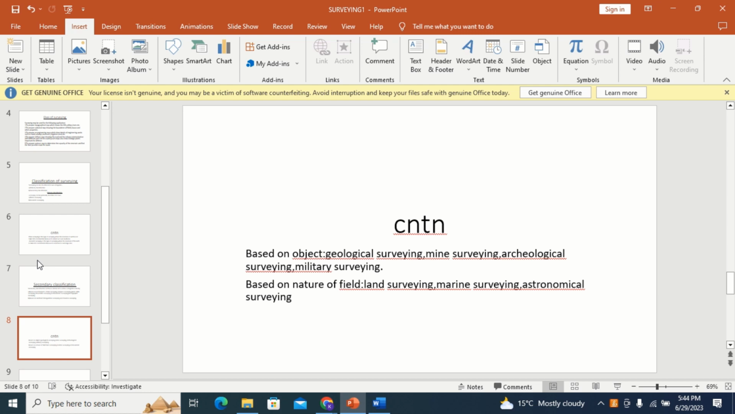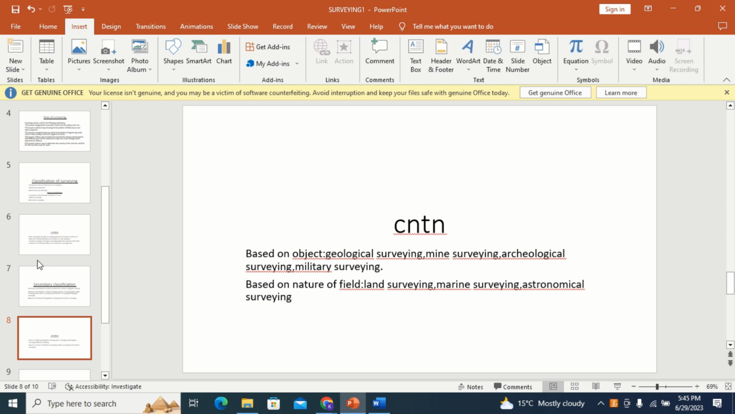Geological and mine surveying is used to locate where minerals are, and archaeological surveying is used to locate where the remains of fossils were. Military surveying is mainly used by our defense forces for the purpose of defending our country, to mark out the boundaries for prevention of an external attack from our neighbors. So we have done with based on object.